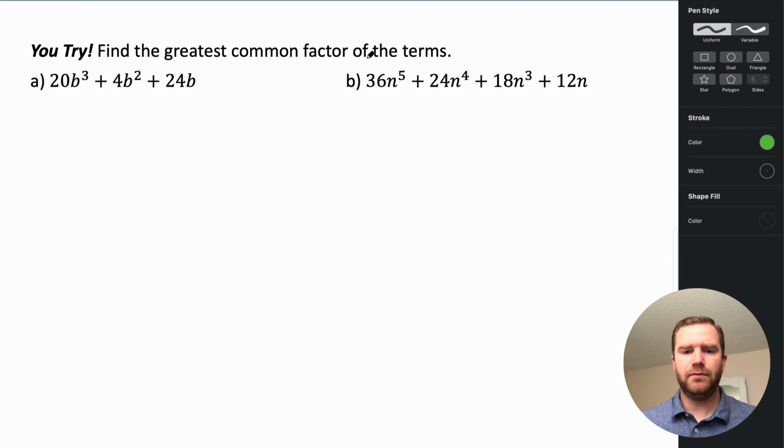For this example, I want you to try and find the greatest common factor of these two terms. So go ahead and pause the video and see if you can figure out what the greatest common factor is for each of these two expressions.